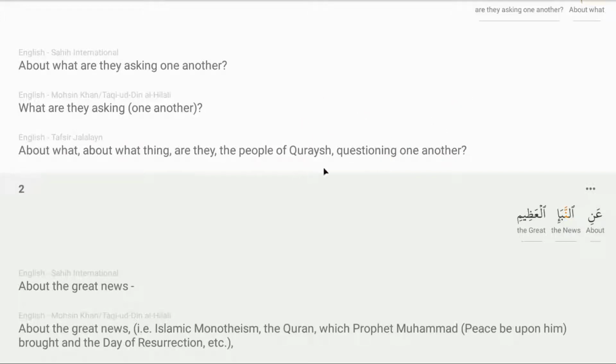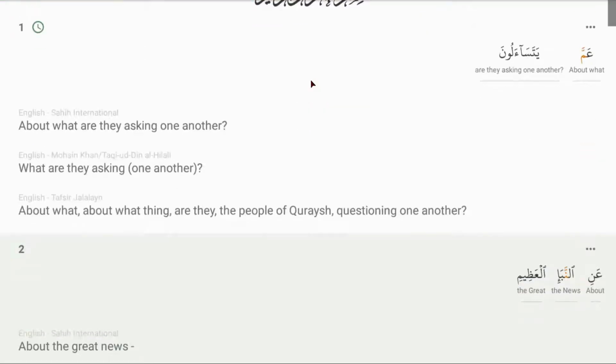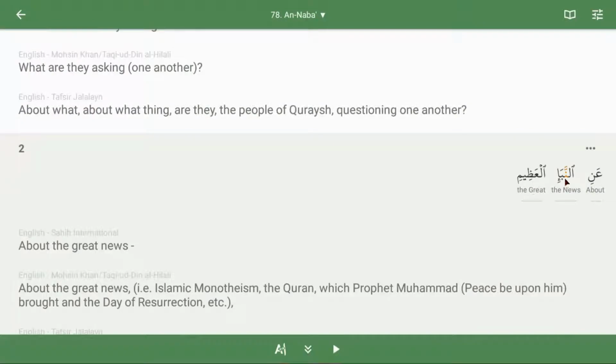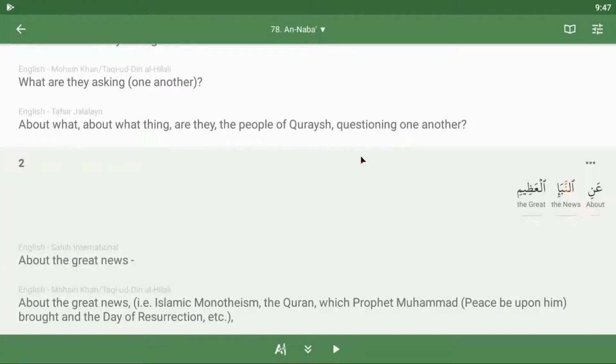We understand what's happening here. What are the people of Quraysh asking each other? An-Naba means news. And from that, we get the word Nabi. Nabi means the one who gives the news about the Day of Judgment and so on. So he says, Anin Naba'il Azim. An means about. It comes a lot in the Quran. An is a preposition.